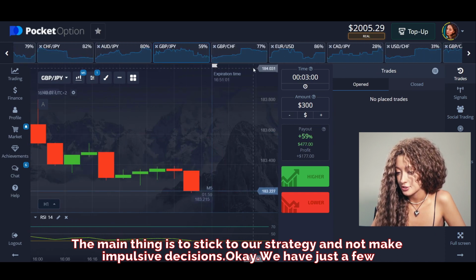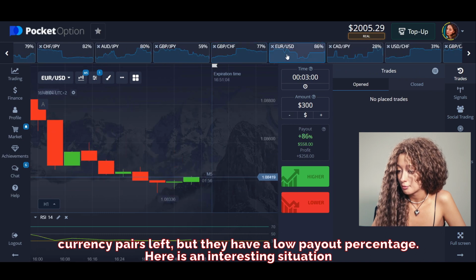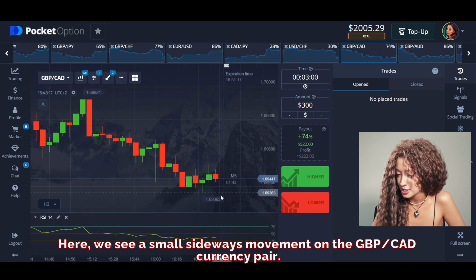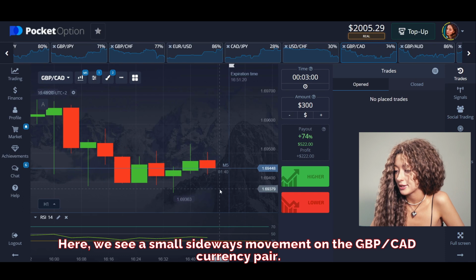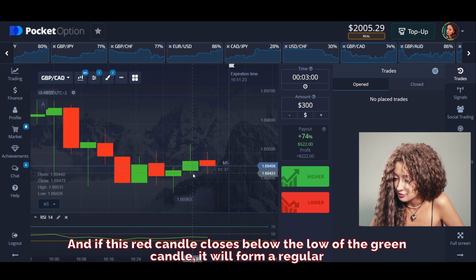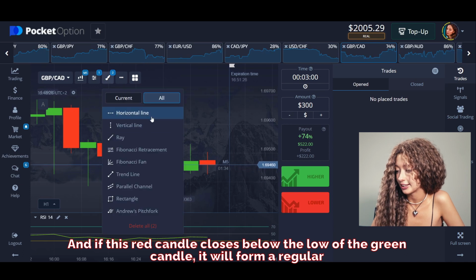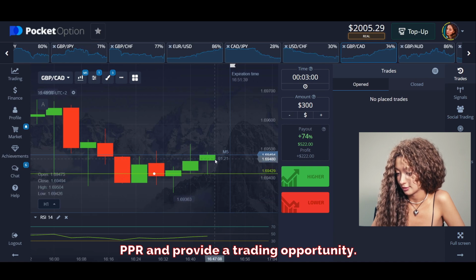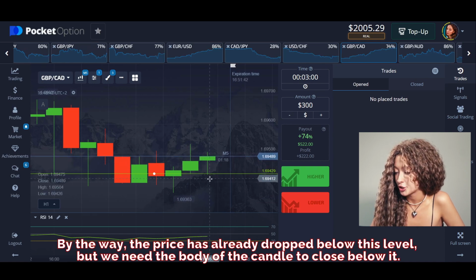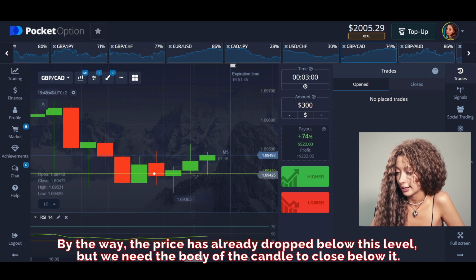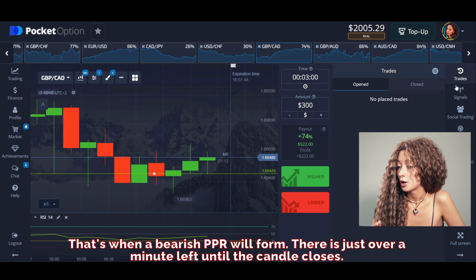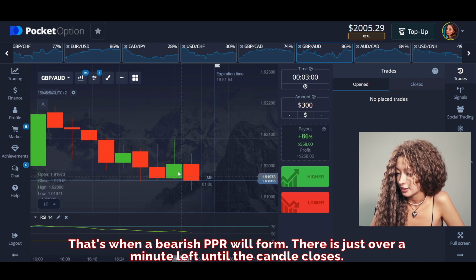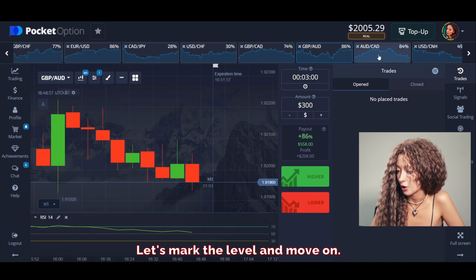Okay, we have just a few currency pairs left, but they have a high payout percentage. Here is an interesting situation. Here we see a small sideways movement of the GBP and CAD currency pair. And if this red candle closes below the low of the green candle, it will form a bearish PPR and provide a trading opportunity. By the way, the price has already dropped below this level, but we need the body of the candle to close below it. That's when the bearish PPR will form. There is just over a minute left until the candle closes. Let's mark the level and move on.